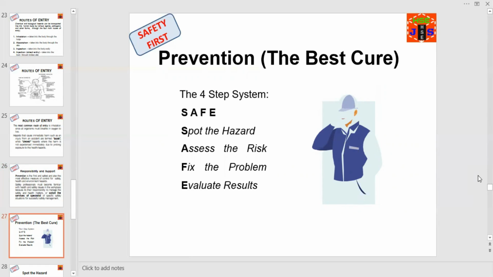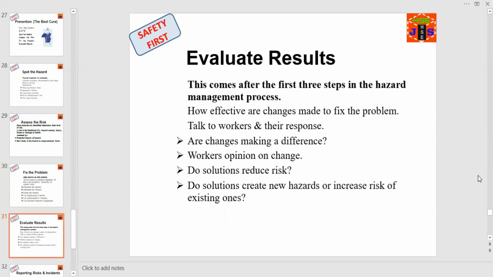It is a four-step system, SAFE, where S is for spot the hazard, A for assess the risk, F for fix the problem, and E for evaluate results. I'm reiterating for you. Step number four, evaluate results. How effective are changes made to fix the problem?